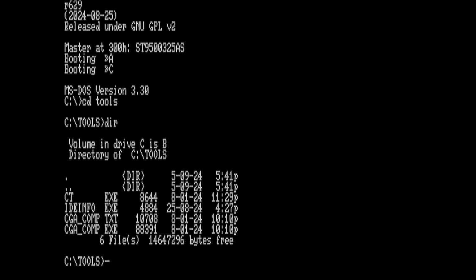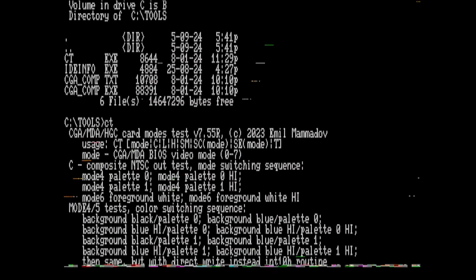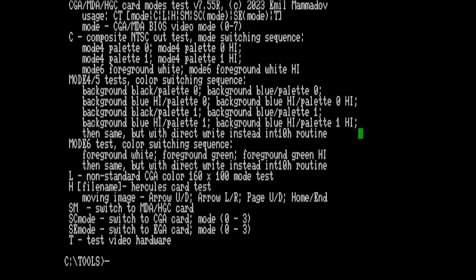So CT we actually use to test the monochrome display adapter. You can see there's video snow, or video grass I guess, because it's green when we do this, and this will actually allow us to select the various modes. So let's try the various modes.